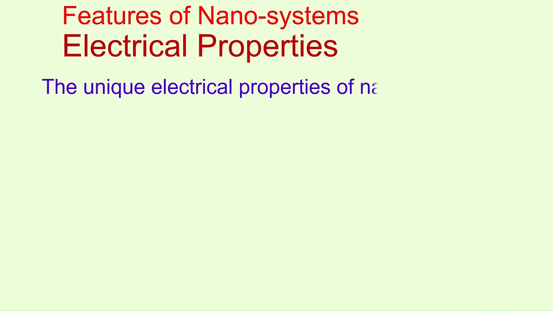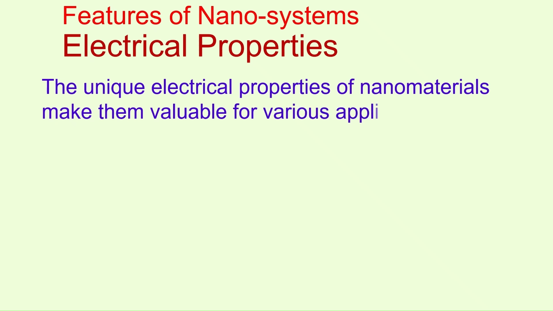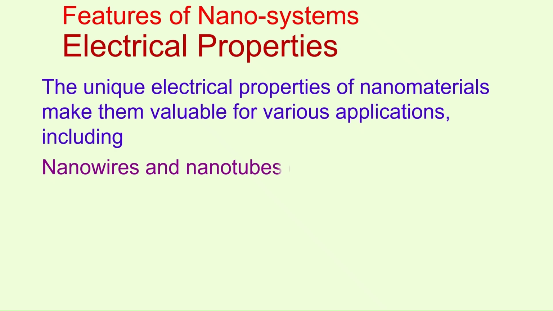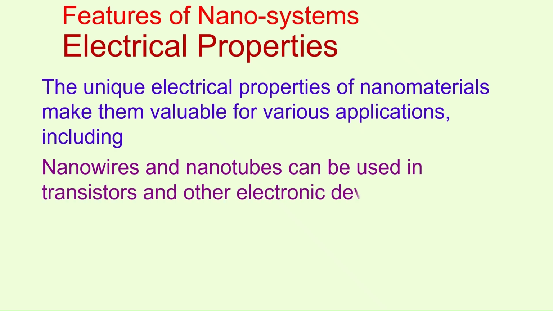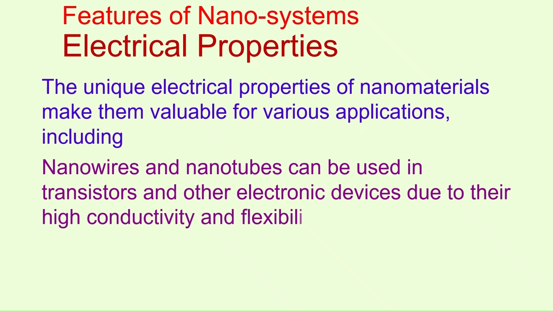The unique electrical properties of nanomaterials make them valuable for various applications, including nanowires and nanotubes. They can be used in transistors and other electronic devices due to their high conductivity and flexibility.